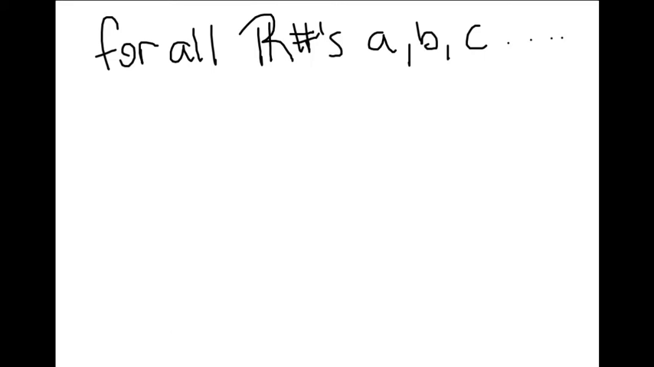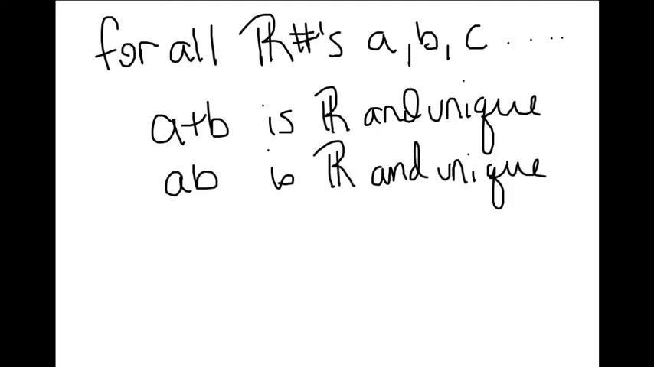So that means if I have three numbers, a, b, and c, that are real numbers, this is going to be true for them, no matter what they are, as long as they're a real number. So the first thing we have is that a plus b is going to be real and unique. So if I take a and I take b, and they're both real numbers, I'm going to get one real number, which is their sum. Likewise, if I take a times b, I'm going to get one real number that is unique. So I only get one answer.